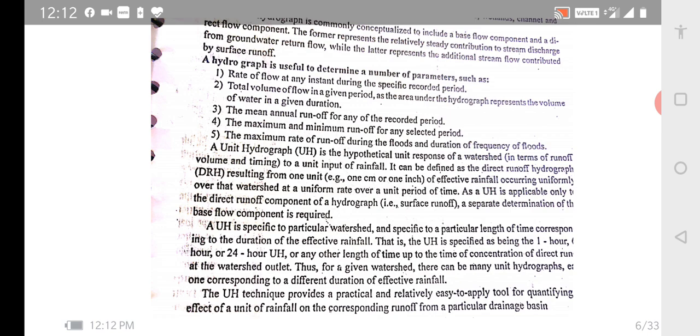The unit hydrograph technique provides a practical and relatively easy to apply tool for quantifying the effect of a unit of rainfall on the corresponding runoff from the particular drainage basin. So, based on the rain, what is the drainage that we can make out, the unit hydrograph helps us in determining that. Okay, thank you.